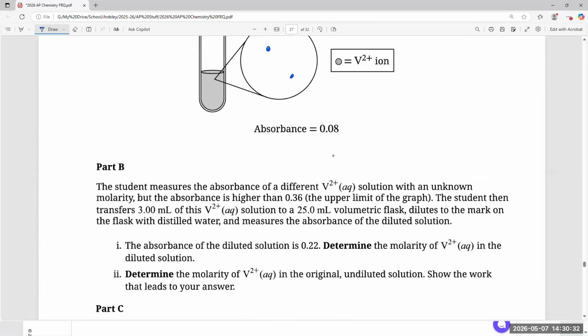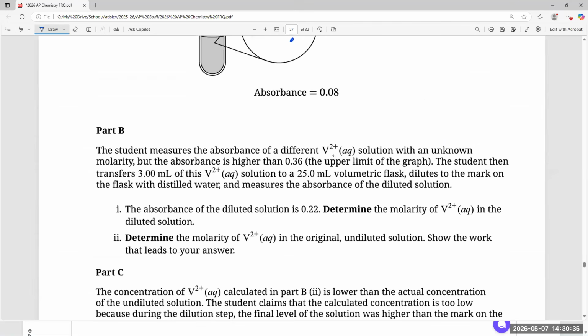The student measures the absorbance of a different V2+ solution with an unknown molarity, but the absorbance is higher than 0.36, which is the upper limit of the graph. So this is too concentrated. The student then transfers 3 milliliters of this solution to a 25 milliliter volumetric flask, dilutes to the mark on the flask with distilled water, and measures the absorbance of the diluted solution. The absorbance of the diluted solution is 0.22. Determine the molarity of V2+ in the diluted solution.